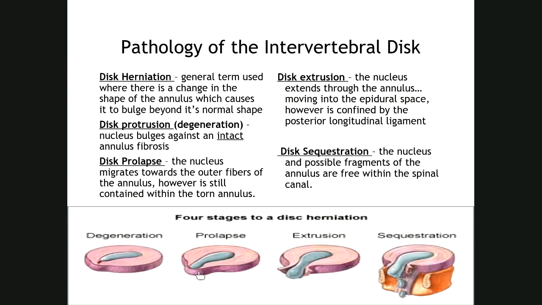Then we have disc extrusion, where that jelly goes through. Now it's broken through the annulus, or through the dough of the donut. So now it's moving into the epidural space. However, it's going to be confined by the posterior longitudinal ligament that we talked about. That protects it a little bit. It doesn't protect all of it, which is why we have posterior lateral disc herniations. Then we have disc sequestration, in which the nucleus goes into the spinal canal, with possible fragments of the annulus free within that spinal canal.